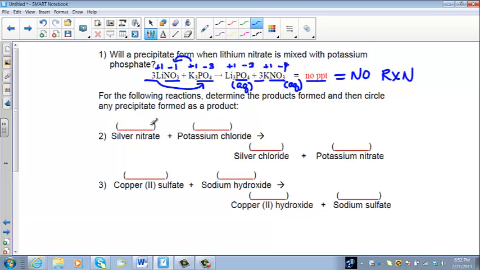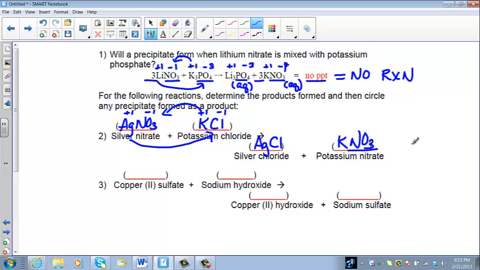Okay. For the following reactions, determine the products formed and then circle any precipitate. So, silver nitrate. Silver is Ag with a plus charge, NO3 is minus, so it's 1 to 1. Potassium chloride. Potassium is K with a +1 charge. Chloride is Cl with a -1 charge. That's 1 to 1.